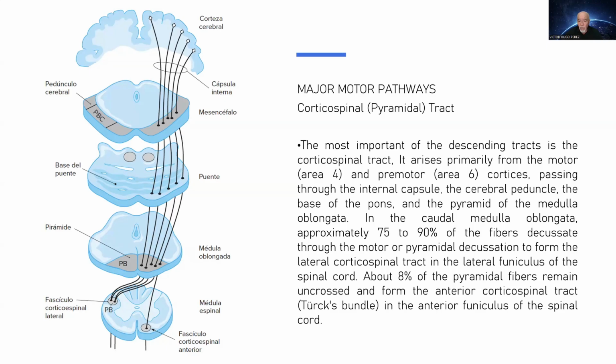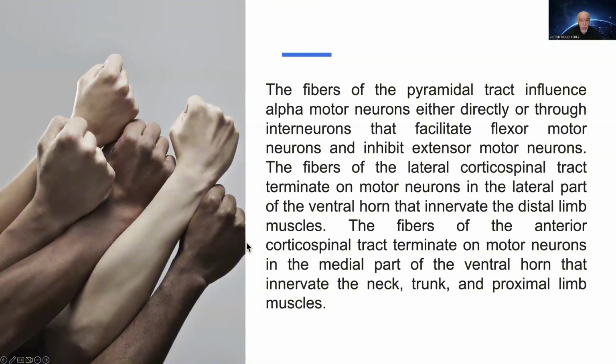In the caudal medulla oblongata, approximately 75 to 90% of these fibers decussate in the motor or pyramidal decussation to form the lateral corticospinal tract in the lateral funiculus of the spinal cord. About 10 to 25% of the pyramidal fibers remain uncrossed and form the anterior corticospinal tract, also named Türck's bundle, in the anterior funiculus of the spinal cord. So the fibers of the pyramidal tract influence alpha motor neurons either directly or through interneurons that facilitate flexor motor neurons and inhibit extensor motor neurons.